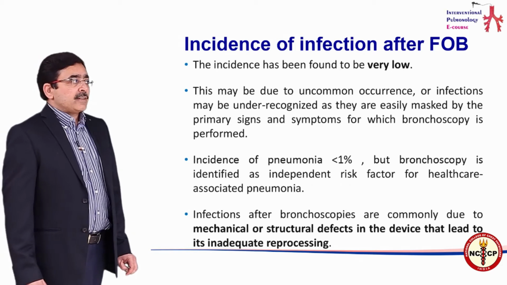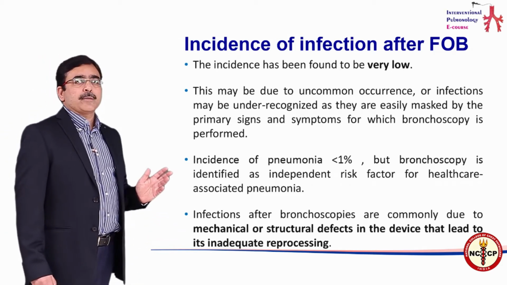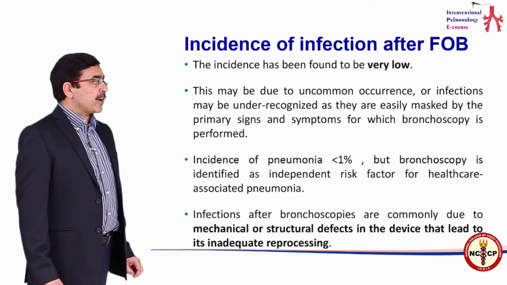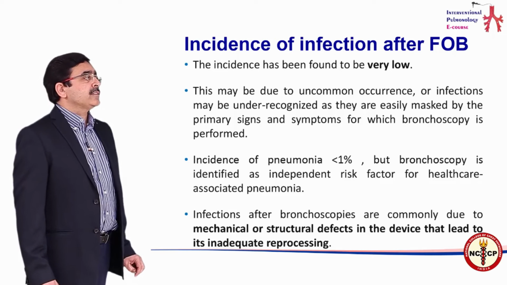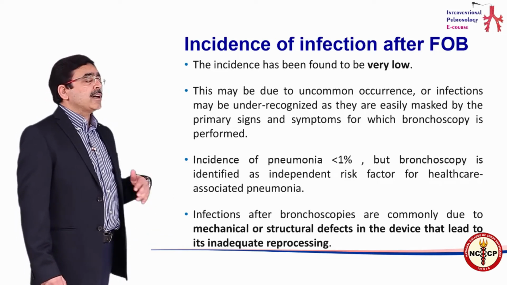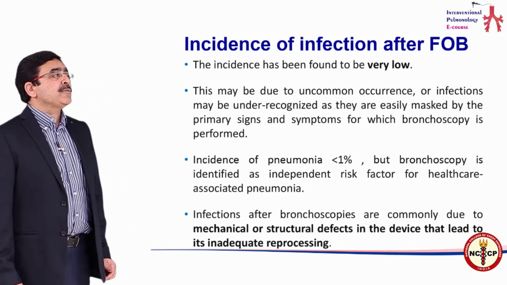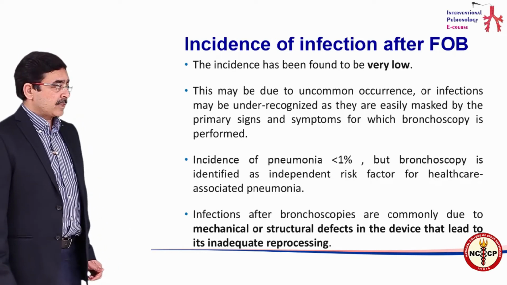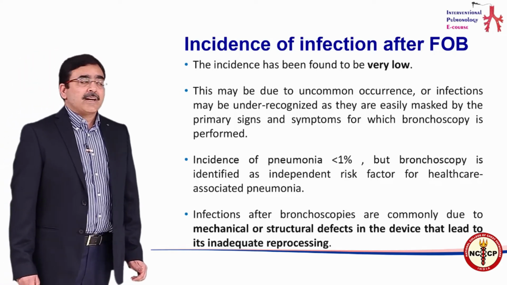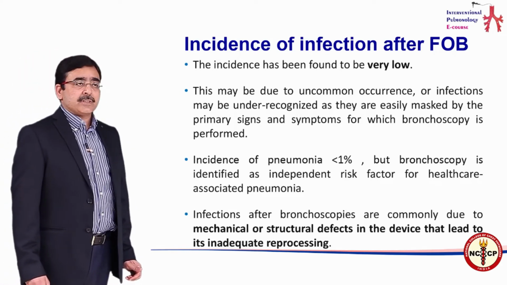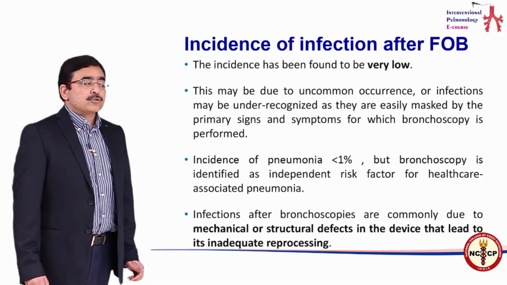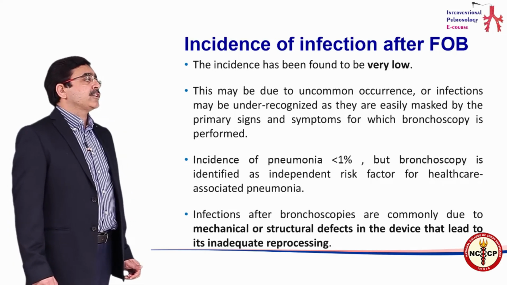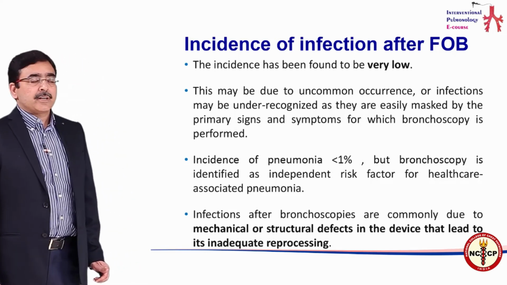Now let us see how much is the incidence of infection after fiber-optic bronchoscopy. It has been found to be very low. Why? Maybe due to uncommon occurrence, or infections may be under-recognized as they are easily masked by the primary signs and symptoms for which bronchoscopy is being performed. It has been said that the incidence of pneumonia is less than 1%, but bronchoscopy is identified as a sure shot independent risk factor for healthcare associated pneumonias.